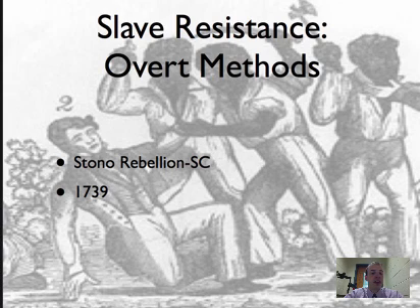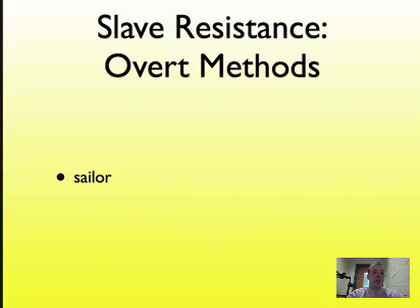And one in particular, the Stono Rebellion, took place in 1739 in South Carolina, where 150 slaves rose up and murdered a number of whites. Now, this revolt was put down, but it really scared a lot of the white plantation owners in the area, and stricter black codes were enforced.